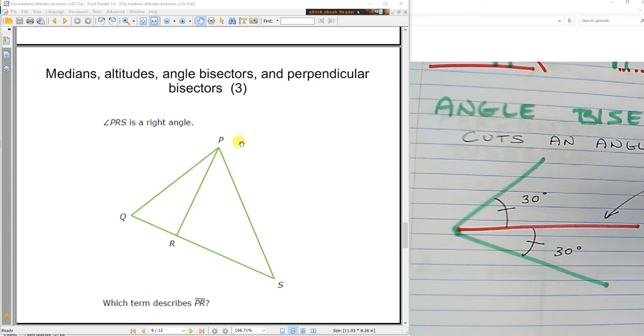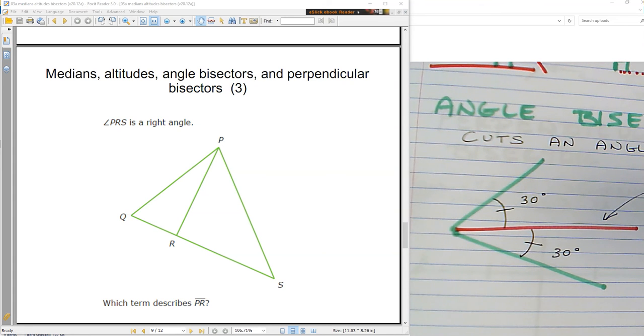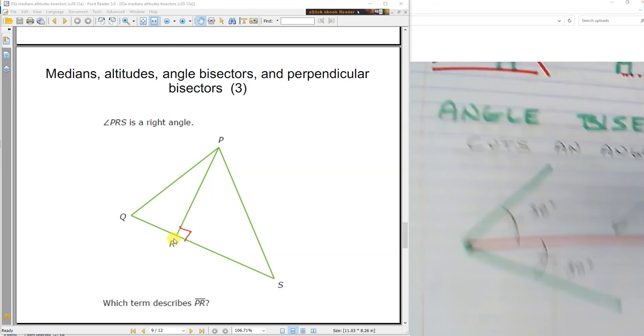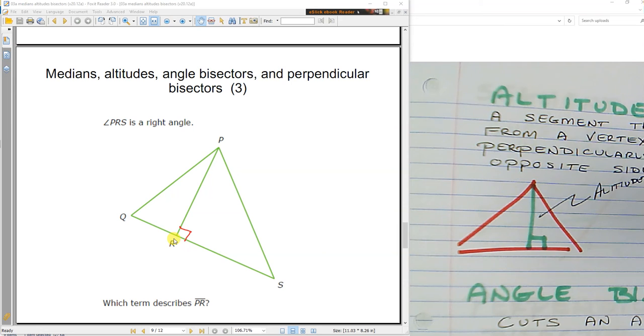Let's see. PRS is a right angle. So it's saying that's a right angle. Okay, so what is PR? What is this thing right here? Well, it's coming down and it's at a right angle. It is an altitude.